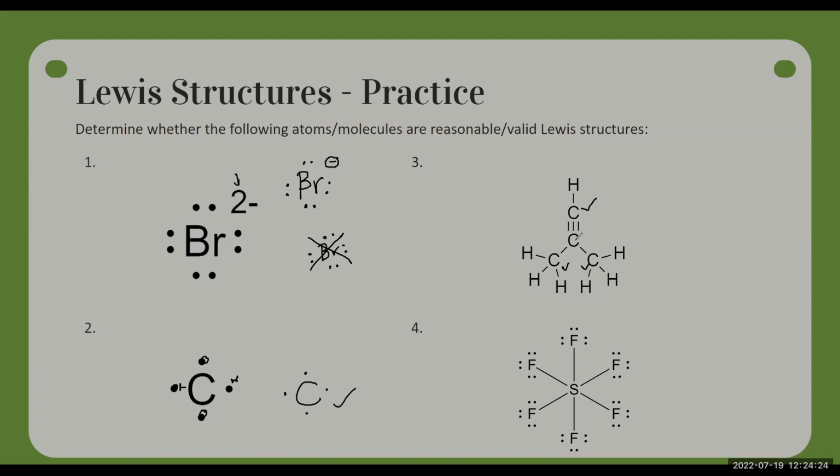And then finally, if we count this central carbon, we can do 2, 4, 6, 8, and then 10. So 10 is going to break the octet rule. Therefore, this is not going to be a very reasonable Lewis structure. So this central carbon here breaks the octet rule. So this one is going to be not a very valid Lewis structure.